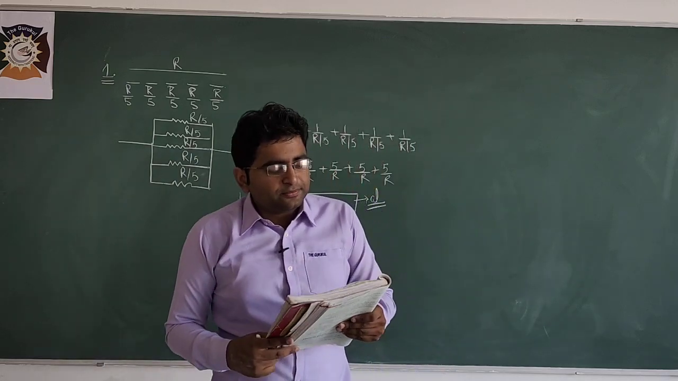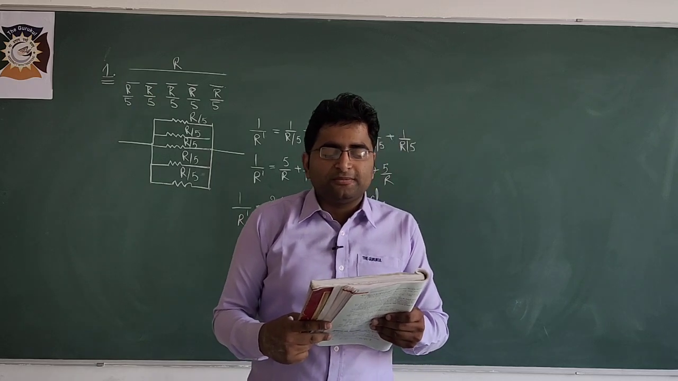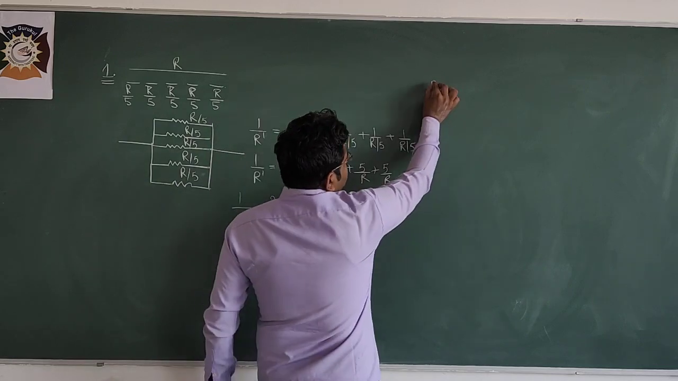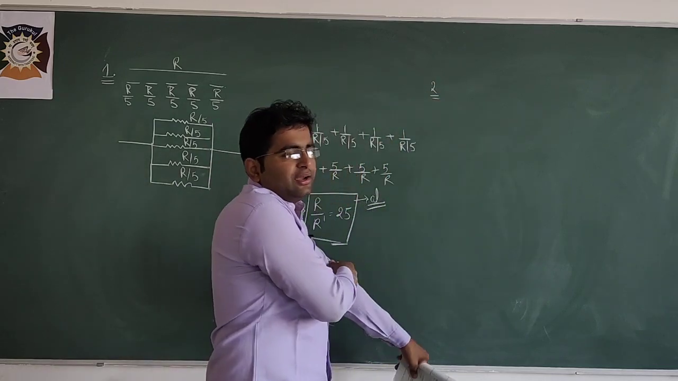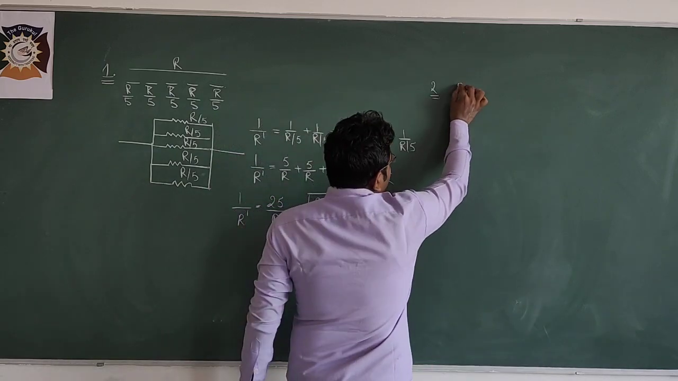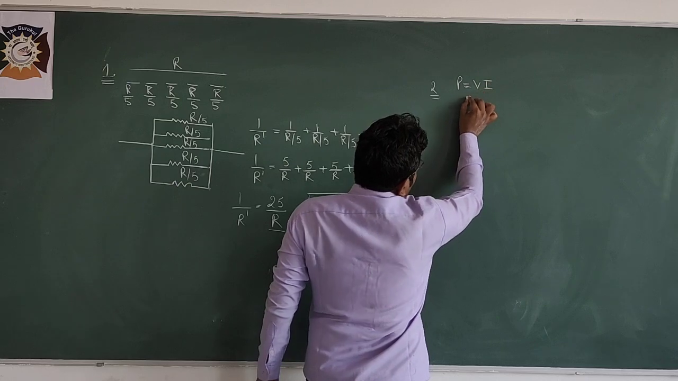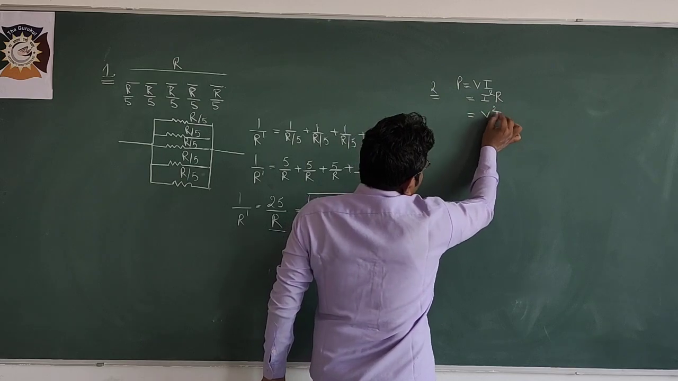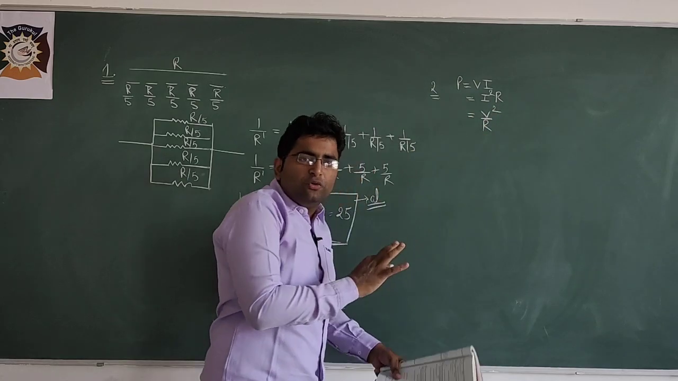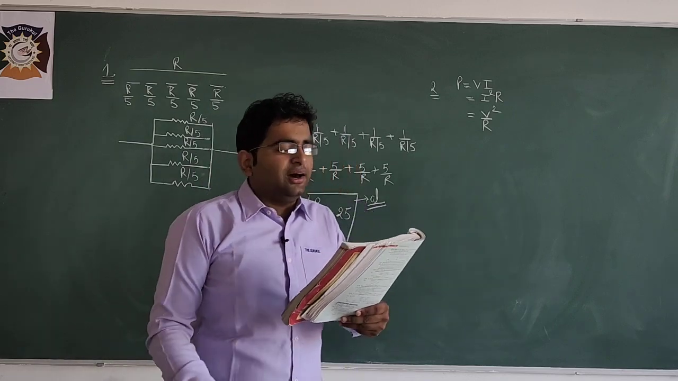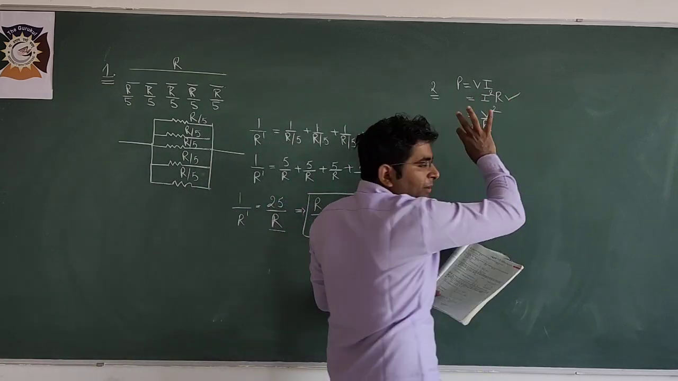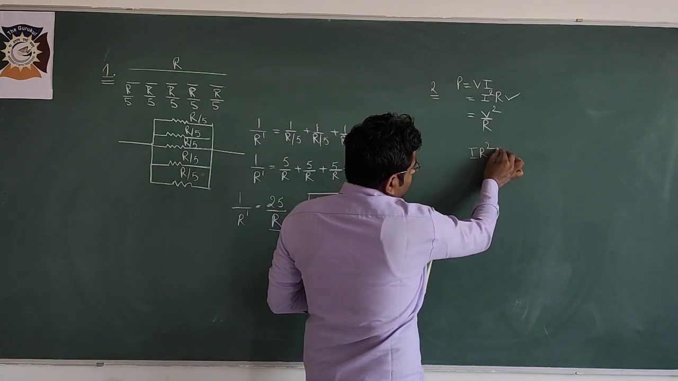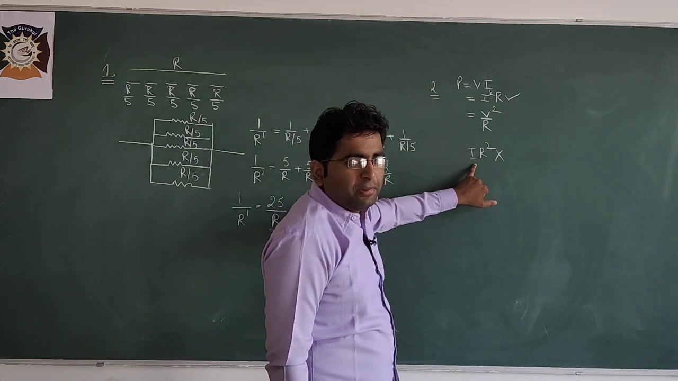Okay students, second question. Which of the following terms does not represent electric power in a circuit? Students, if you look at the formula for electric power, P equal to VI, P equal to I square R, P equal to V square upon R. 3 formulas we know very well. Okay. A, I square R. I square R is a formula for power. B, I R square. It does not represent power.